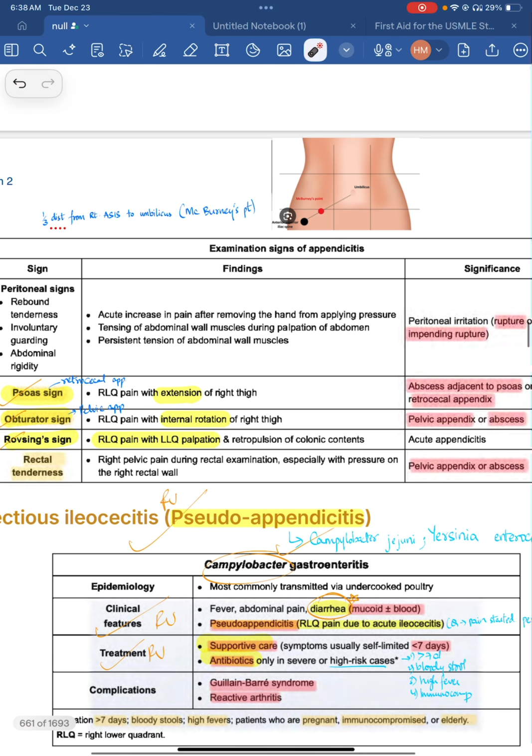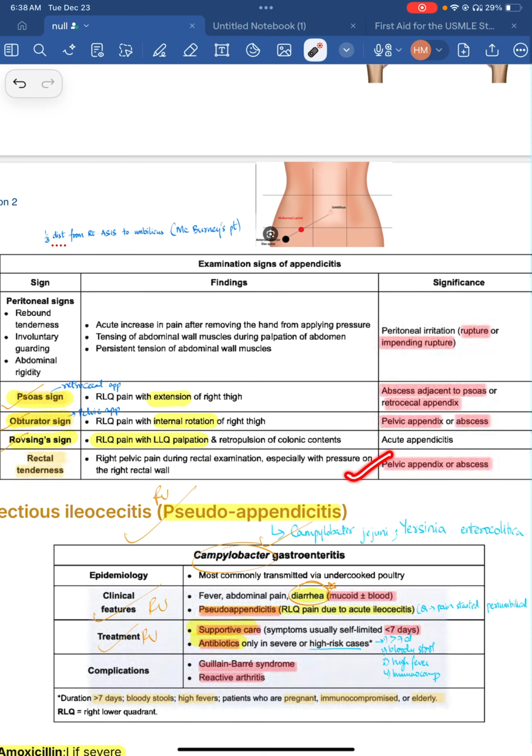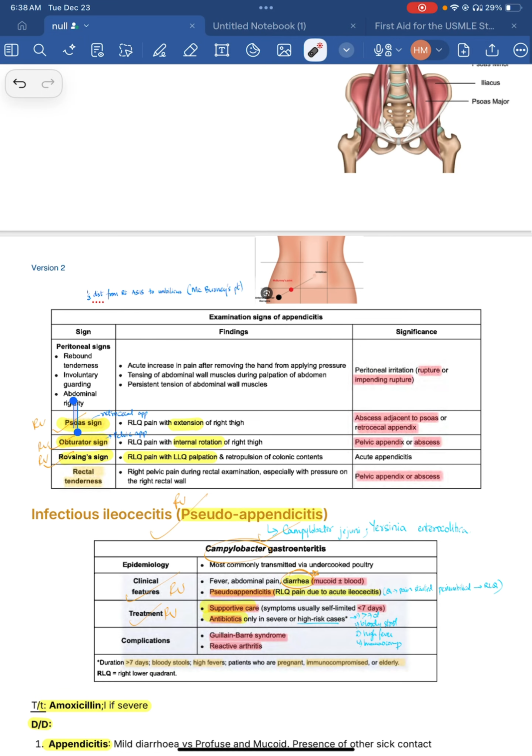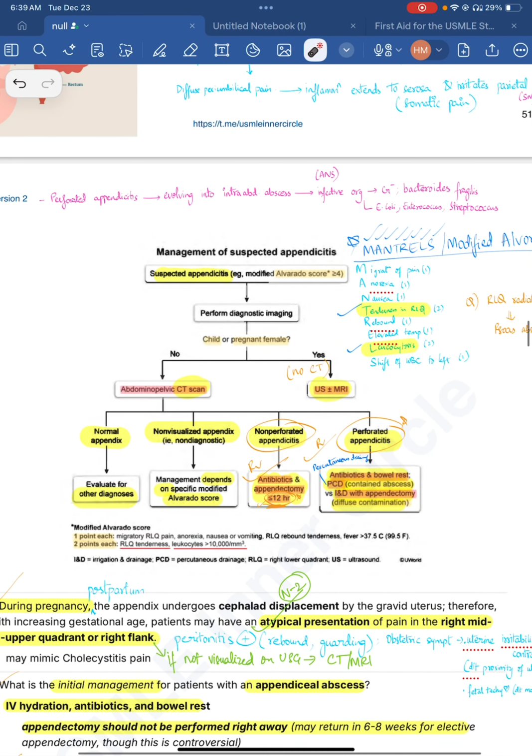You are applying pressure on the rectal wall, but you have pain in the pelvic region, that is right lower quadrant. This is the significance for pelvic appendix or abscess. These are the examination signs of appendicitis you can find. Now let's go to the management.